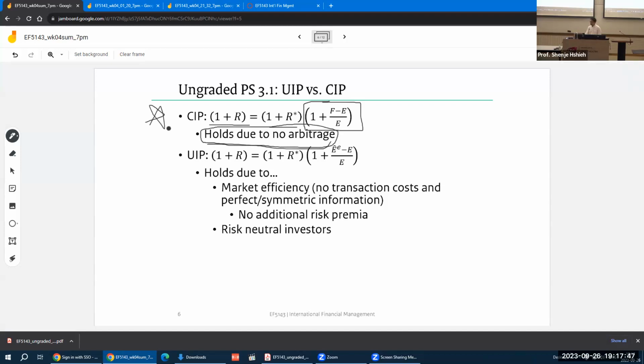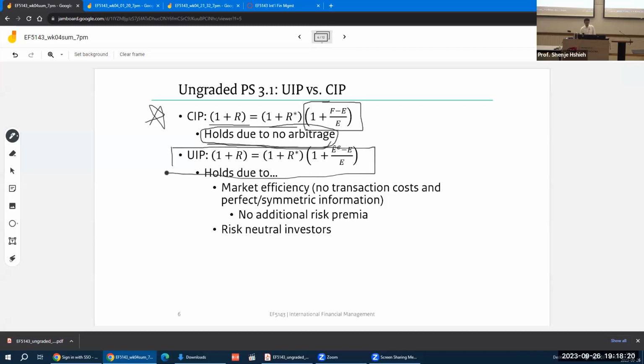Okay. This is testable, right? Because we observe R, we observe R star, we observe F, assuming the timeline is short enough, like up to 9 months, up to a year maybe, and then the spot rate. So you have all these numbers, you just plug them in. If there's a difference between the left-hand side and right-hand side, then you know that there's arbitrage. If not, or it's very, very close to 0, then yeah, it basically holds. It's testable. All right.